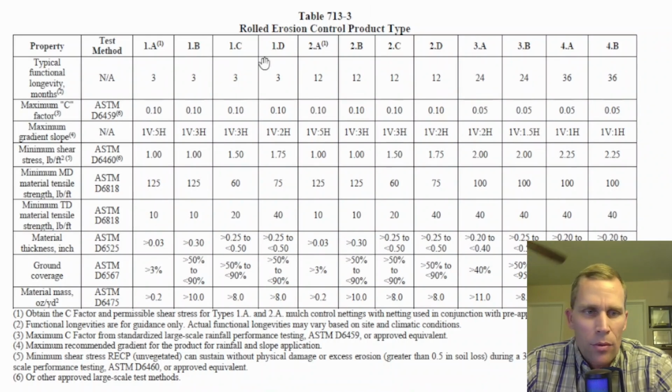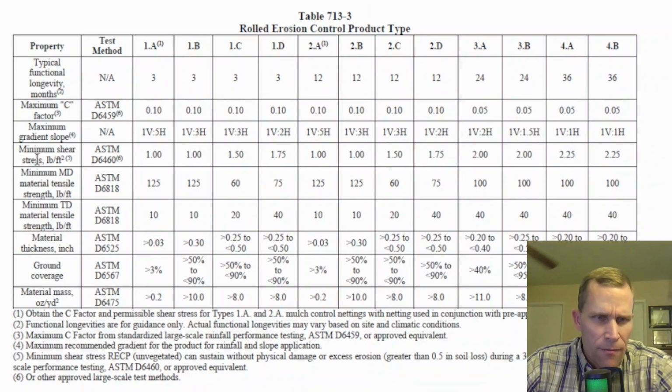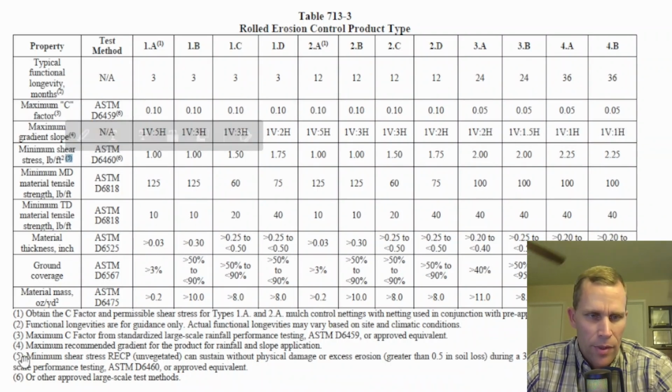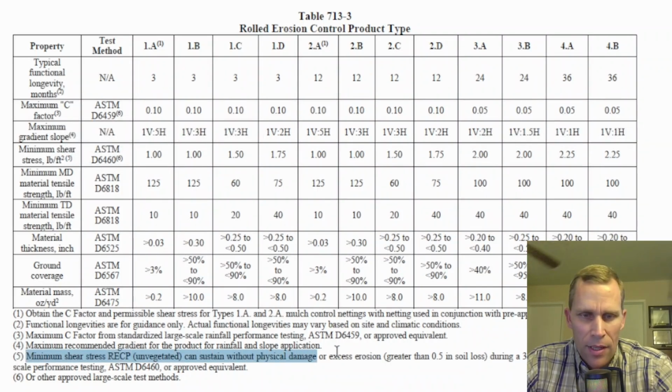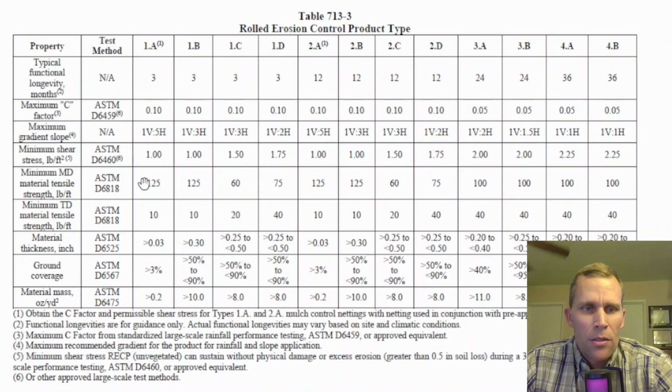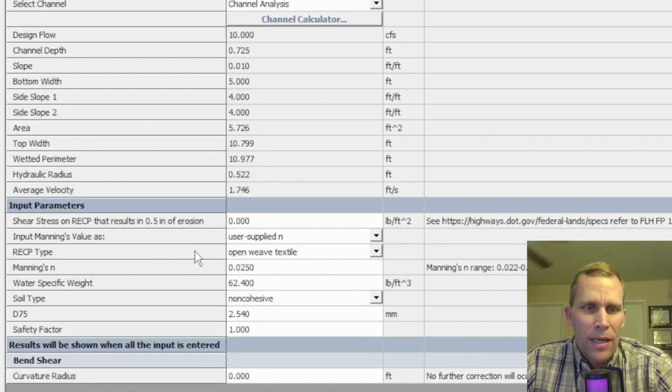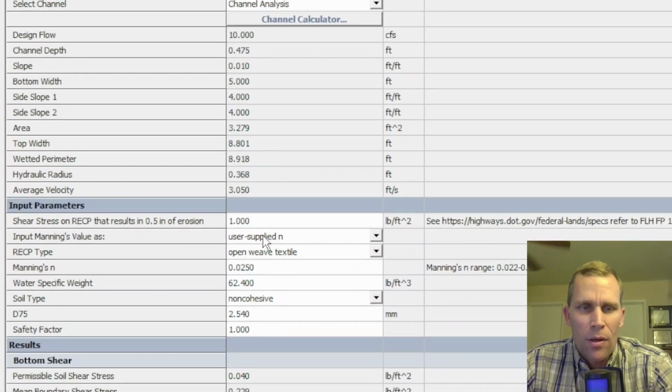And the parameter that we're looking for is this fourth row down here, minimum shear stress. So the values range from 1.00 up to 2.25. And then this footnote 5, kind of hard to read because it's small, is referring to the half-inch erosion threshold that's mentioned in the calculator. So anyway, the takeaway is the values are going to probably range between 1 and 2.25. Let's go back to the calculator and just use the value of 1 for now.